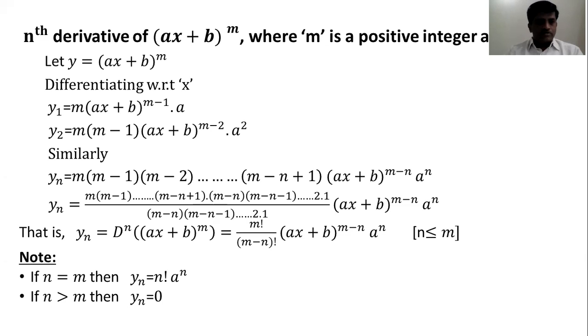Note, if n is equal to m, then above result yn reduces to n factorial into a power n. If n is greater than m, then yn is equal to 0.